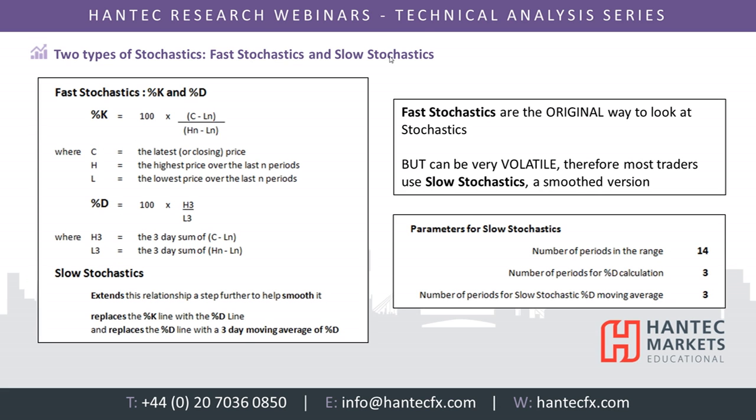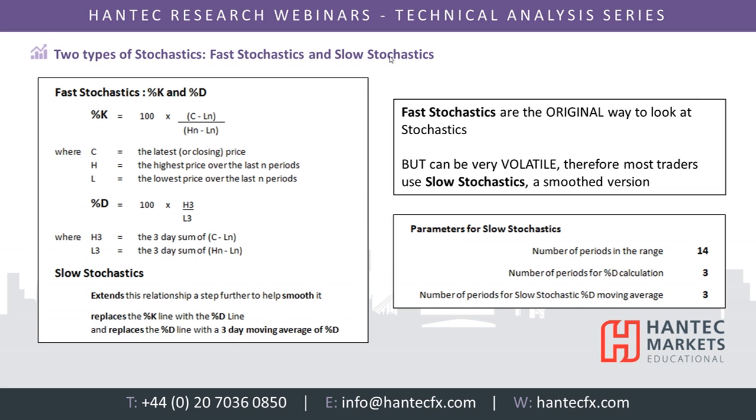There is obviously the formula for stochastics. It's actually fairly simple. It's not as difficult as it might seem. It's fairly straightforward, and the formula gives us a couple of lines, similar in that regard to the MACD, in the fact that you get two different lines to give you your signals on stochastics. In the fast stochastics you get percentage K and percentage D.